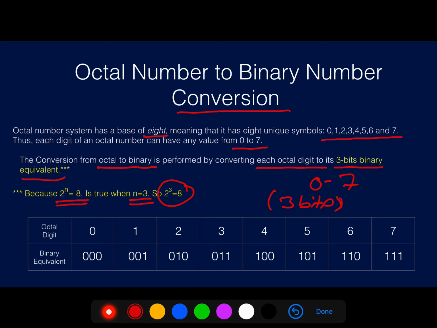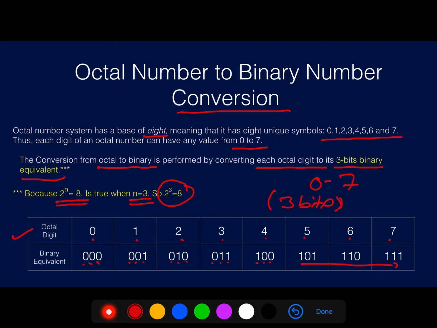For your convenience, I have made a table here for the octal digits 0, 1, 2, 3, 4, 5, 6 and 7, and I have mentioned their binary equivalents. For 0 it will obviously be 000, because we have to complete the 3-bit binary equivalent. For 1 it is 001, for 2 it is 010, for 3 it is 011, then for 4 it is 100, and so on. And this is quite easy.